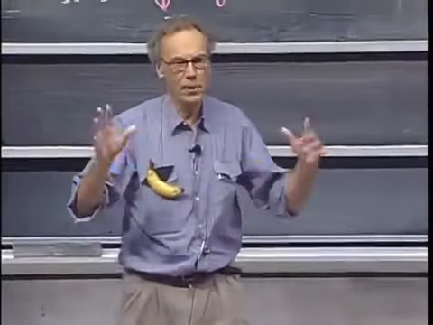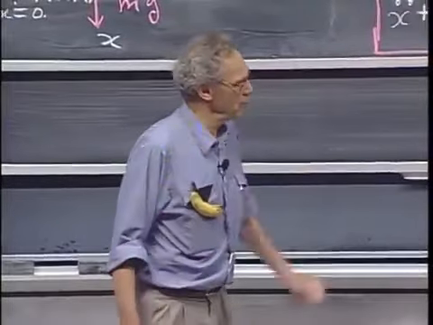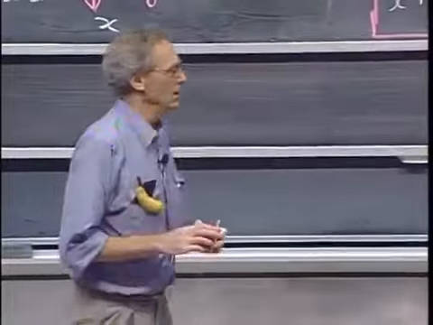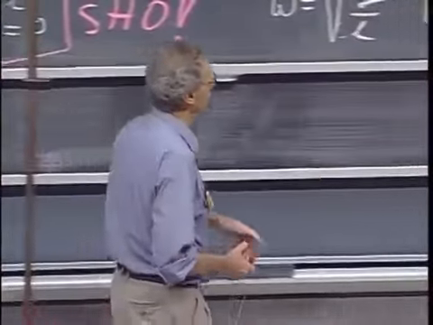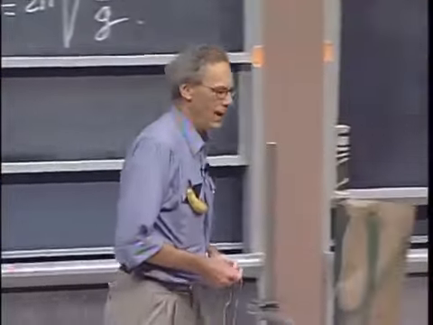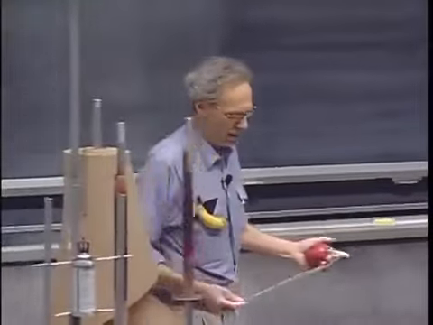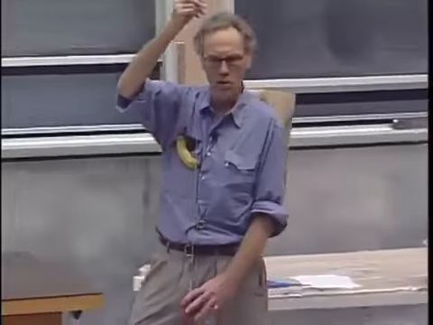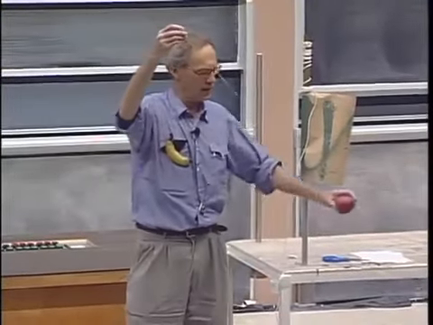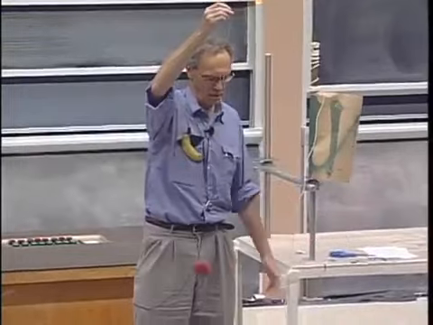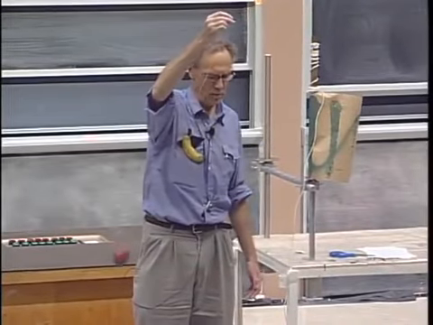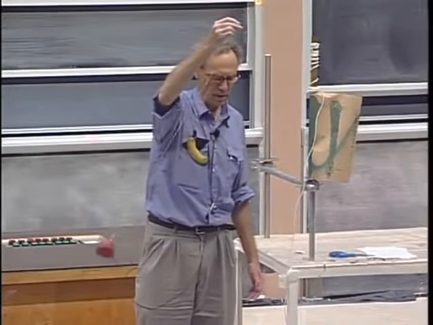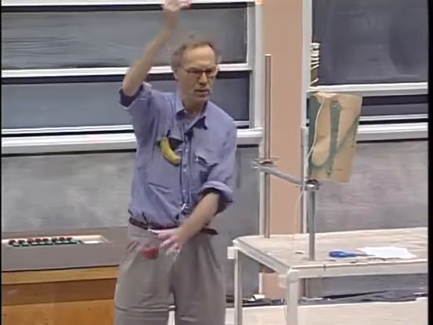To give you some rough idea of what these periods will be, substitute for L 1 meter. And you take for g 9.8, you take the square root, and you multiply by 2 pi, and what you find is that the period is about 2 seconds. So a pendulum 1 meter long has a period of about 2 seconds. 1, 2, 3, 4, 5, 6. So to go from here to here is about 1 second.